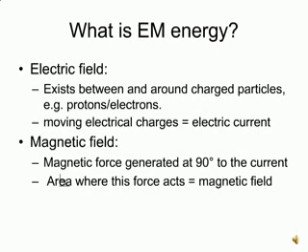Electromagnetic energy essentially exists as two forms. An electrical field exists between and around charged particles in the form of protons and electrons. Where electrical charges flow from positive to negative, this is an electric current. A magnetic force is set up at 90 degrees to the flow of electrical current, and the area in which this force acts is called a magnetic field. Both the magnetic and electrical fields will have an effect on charged particles.